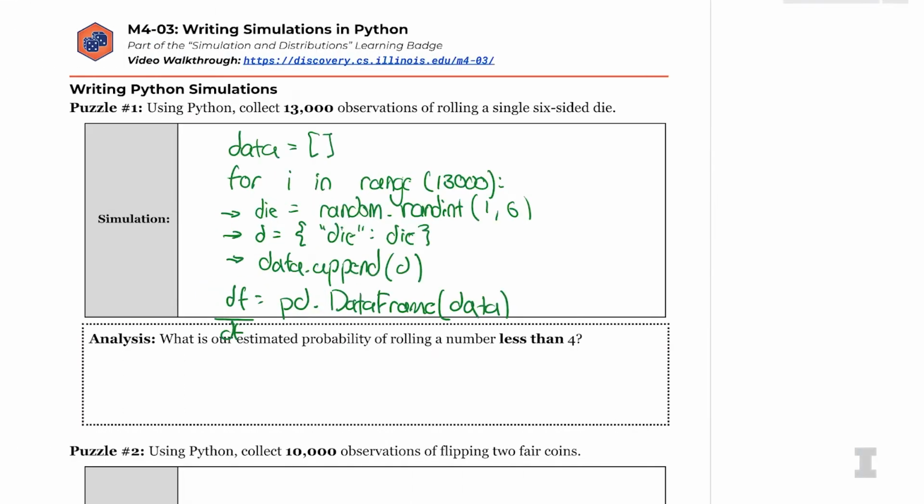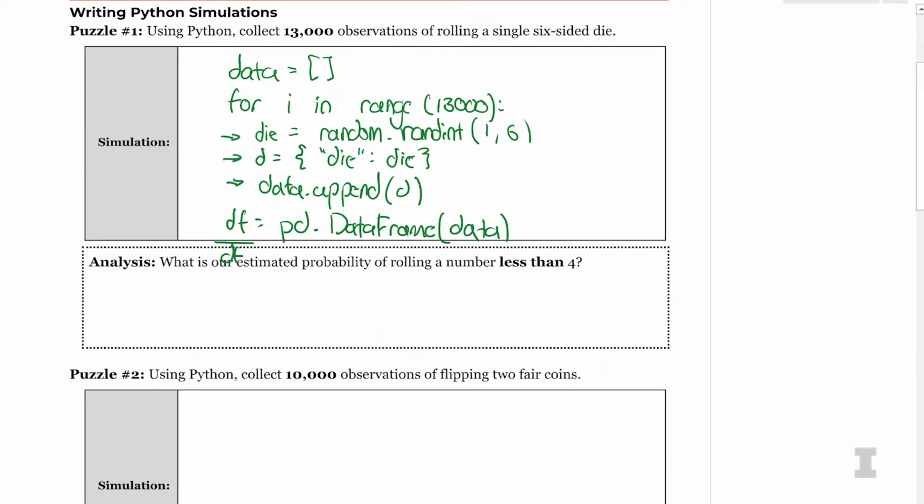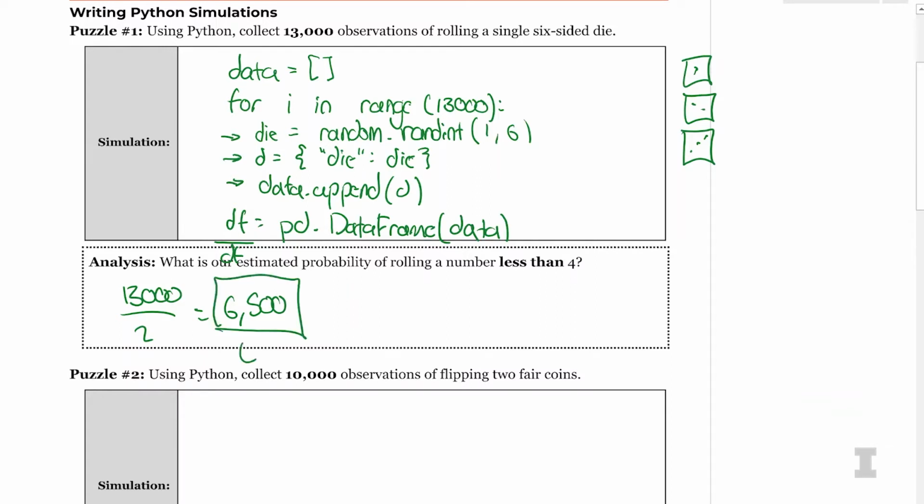Awesome. And now the analysis question. What is our estimated probability of rolling a number less than 4? So Carly, let's think about this statistically first. So a number less than 4, so that's going to be a 1, a 2, or a 3. Yep. And how many of the 13,000 rolls should be that? Half. So 13,000 divided by 2 is what, 6,500? Yep. Is our actual expected value. And I want to know how many times it's appeared in our data set.